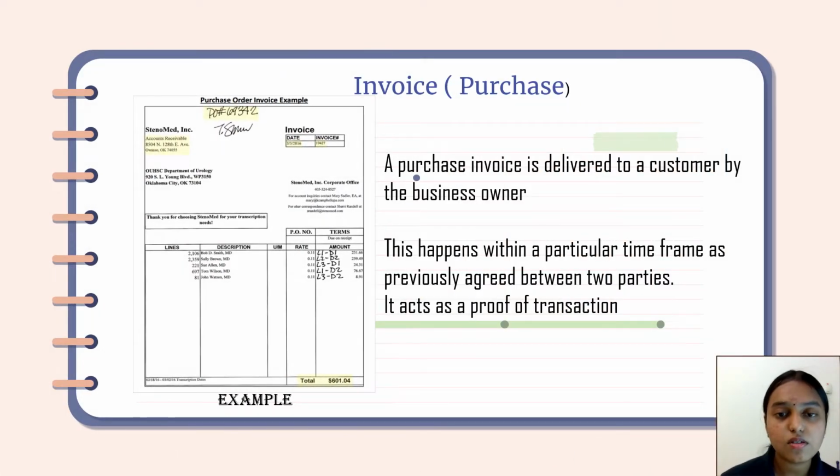There are two invoice documents. The first one is a purchase invoice. A purchase invoice is delivered to a customer by the business owner. This happens within a particular time frame as previously agreed between two parties. It acts as a proof of transaction.